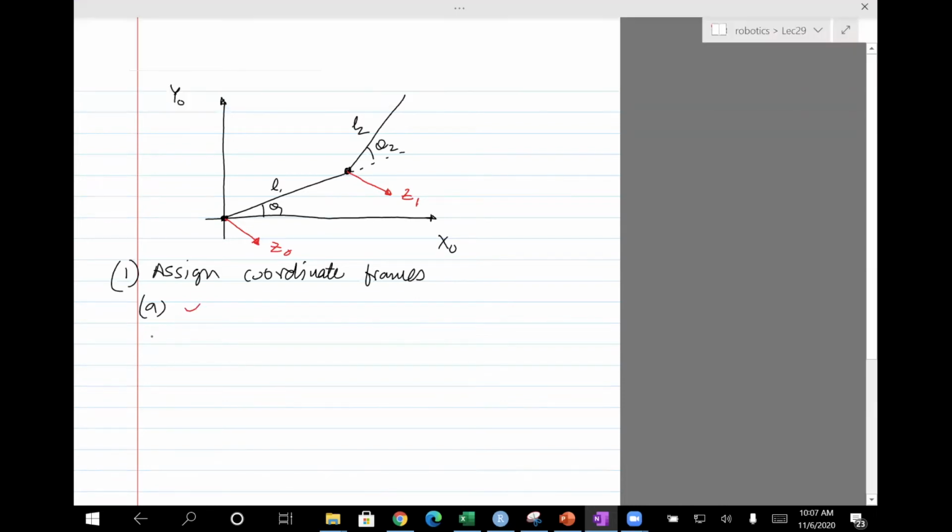Okay, next let's move on to B. So B says assign the base frame O0, X0, Y0, Z0. The Z0 has already been assigned. Assign X0 arbitrary. Assign Y0 based on X0 and Z0. So this is just establishing the base frame.